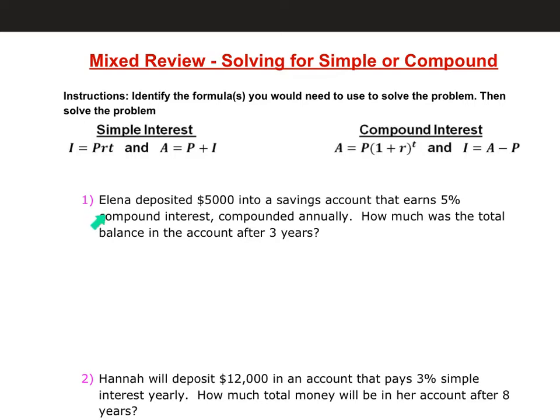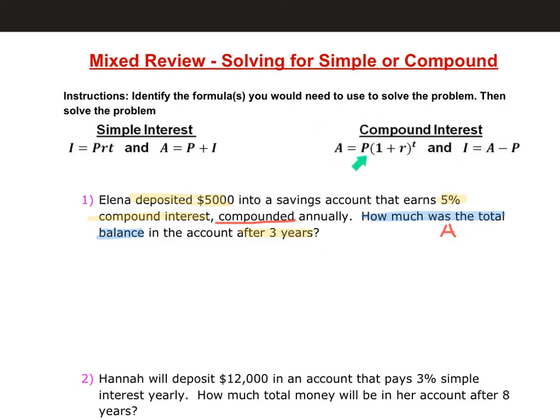Now, number one, Elena deposited $5,000 into a savings account that earns 5% compound interest, compounded annually. How much was the total balance in the account after 3 years? Two things we need to pay attention to when figuring out which formulas to use. One is, what's the question? It says how much was the total balance, so that means we need to find the A. And what kind of interest is it talking about? It says compounded, so since it says compounded, we're using this formula.